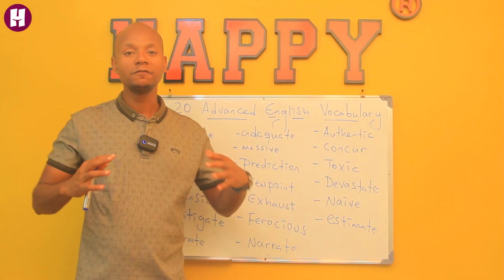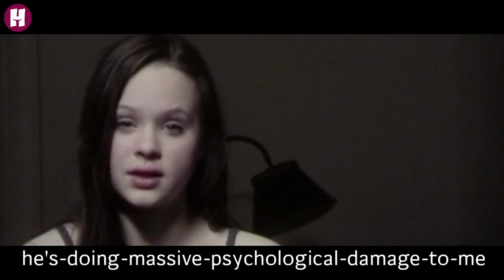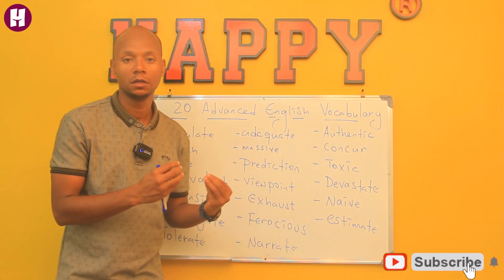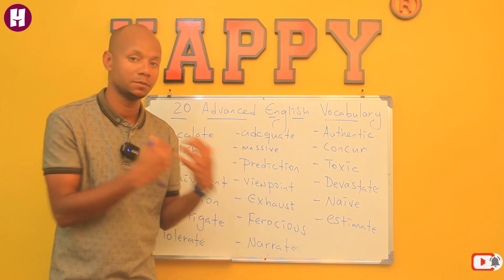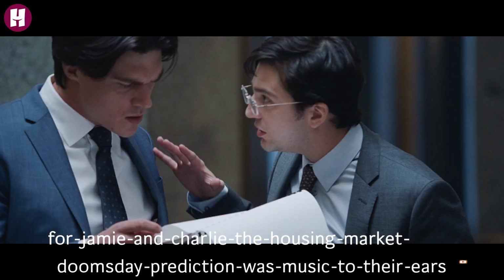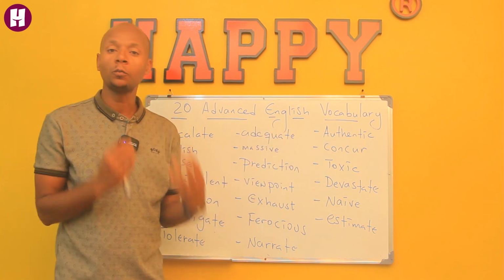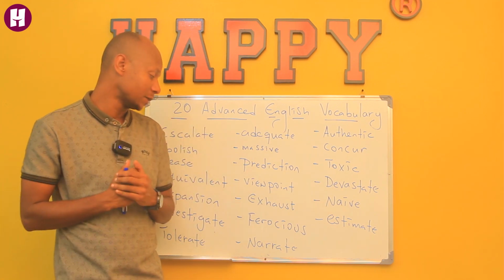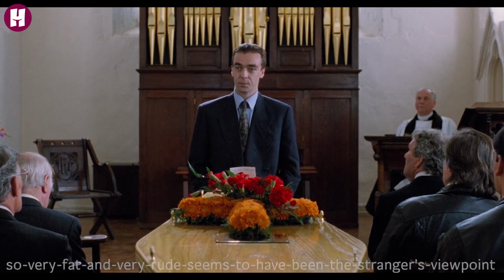Massive. Massive means big, ሰፊ, ትልቅ ማለት ነው. He's doing massive psychological damage to me. Okay. Prediction. Prediction means መተንበይ, መገመት ማለት ነው. For Jamie and Charlie, the housing market doomsday prediction was music to their ears. Next one, viewpoint. Viewpoint means opinion. So very fat and very rude. Seems to have been the stranger's viewpoint.